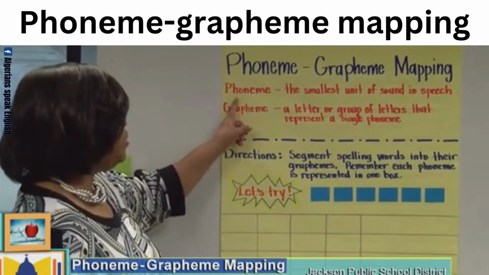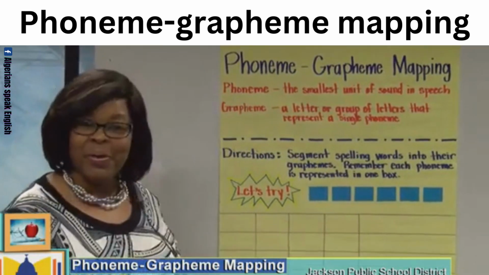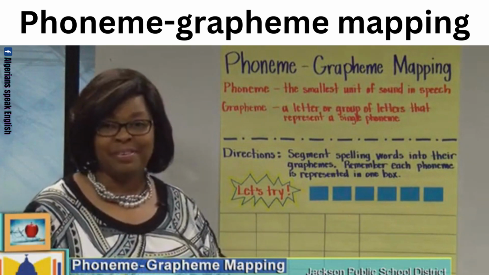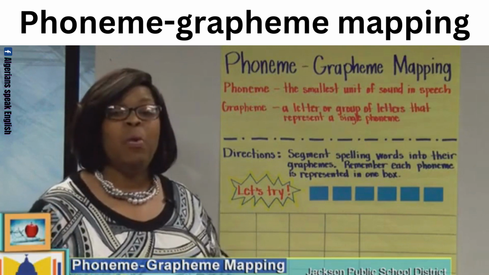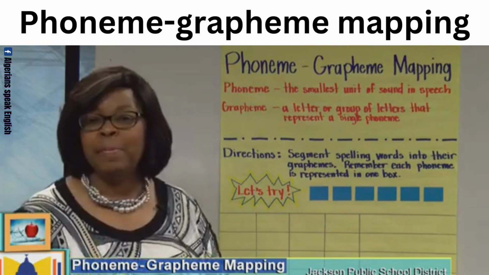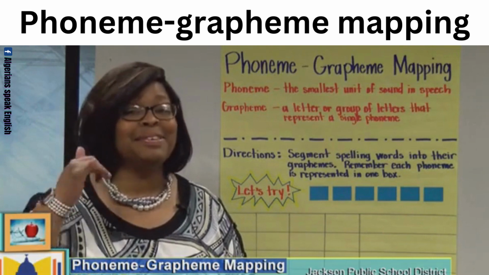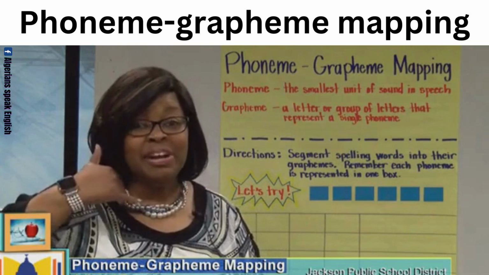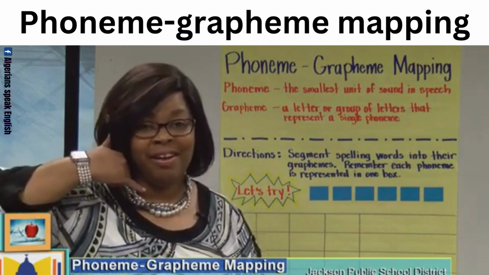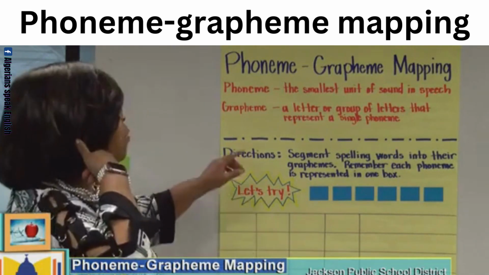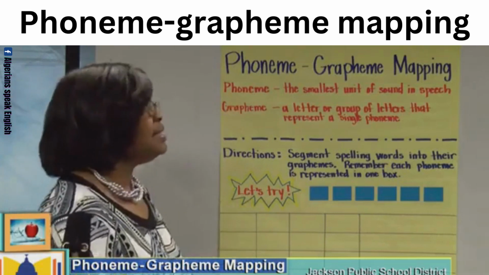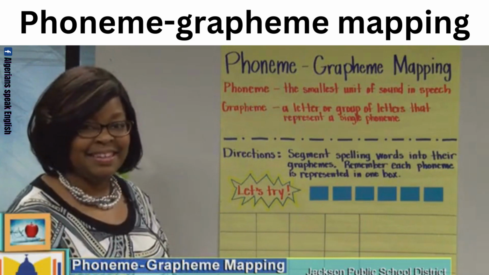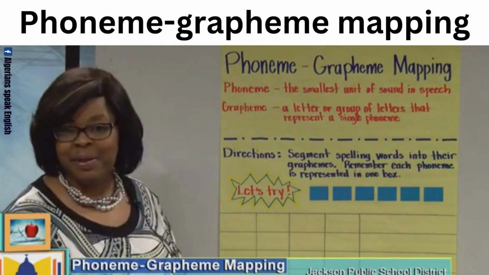Okay, so here we have phoneme. Can you say phoneme? Do you hear another word inside of phoneme? That's right, phone. When you hear phone, what do you typically think about? Absolutely, sound. So this is our symbol or signal for sound, as if we're talking on a telephone. Okay? And what is a phoneme? A phoneme is the smallest unit of sound in speech. Got it? The smallest unit of sound in speech.